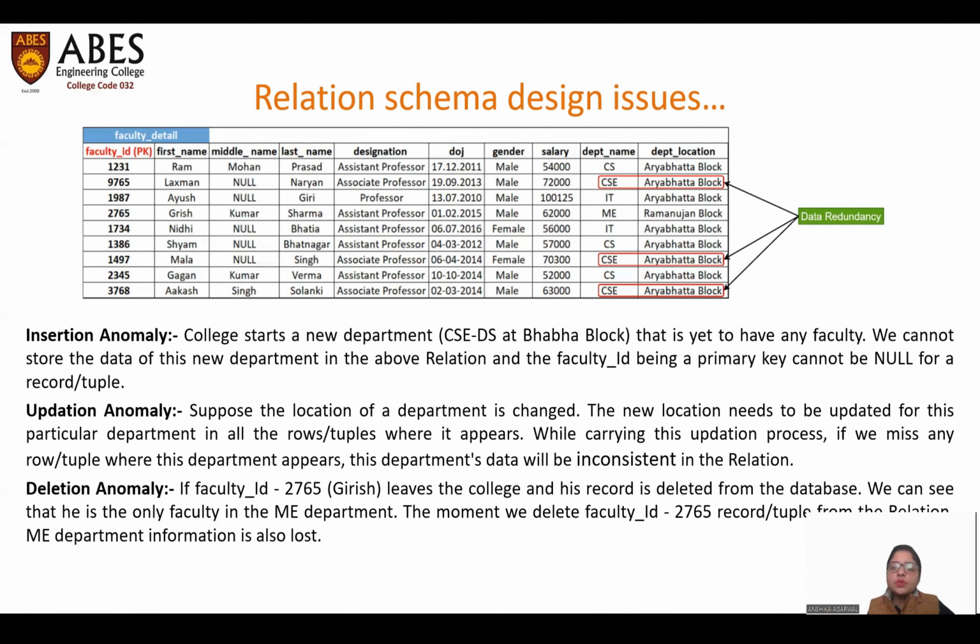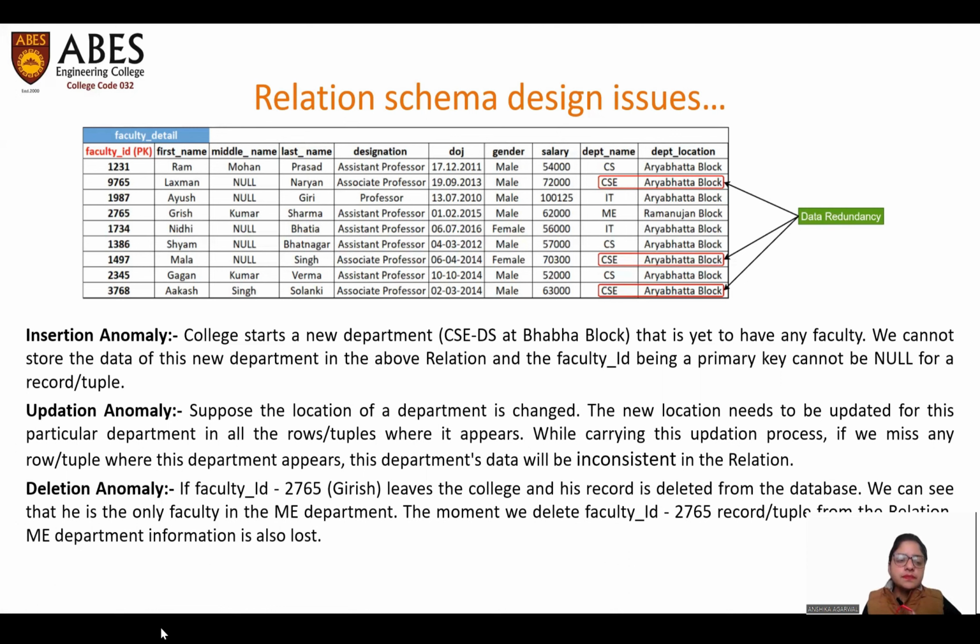No. So this will lead to deletion anomaly. If we remove the last faculty of any department, then the department will be lost. So all these are the anomalies associated with data redundancy. And if we remove data redundancy, then we will also get rid of these anomalies.